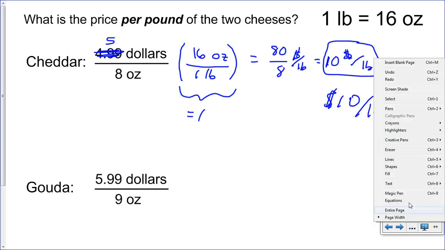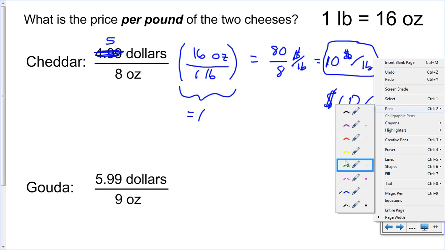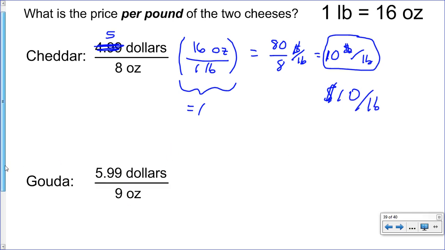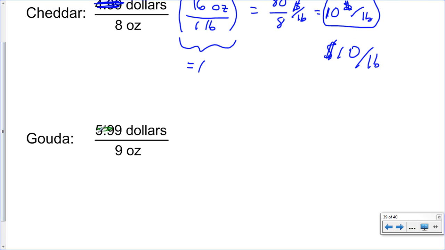And I'm going to switch to green for the Gouda again, just because I can. Alright, the Gouda. Again, I'm going to make that $5.99 just a 6, so it's much easier. And I'm going to multiply by the same ratio. 16 ounces divided by 1 pound.